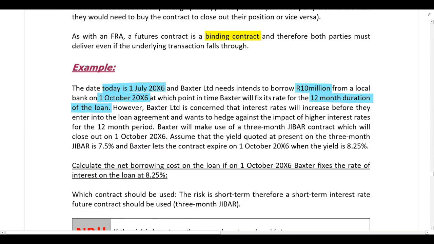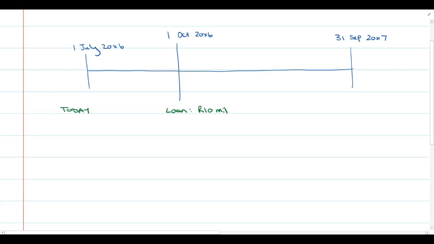We are then told that they are concerned that interest rates are going to increase before they enter into the loan agreement, and they want to hedge against the impact of higher interest rates for the 12-month period. So please note, guys, when they actually enter into the loan agreement on the 1st of October 20x6, they will be able to fix the rate of interest at that date. However, they are concerned that interest rates are going to increase before that date. So we are worried about interest rates increasing during this 3-month period.